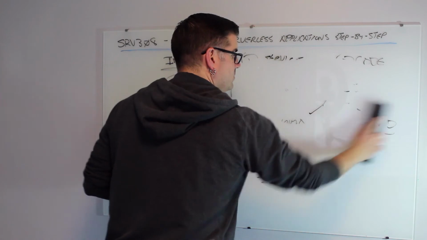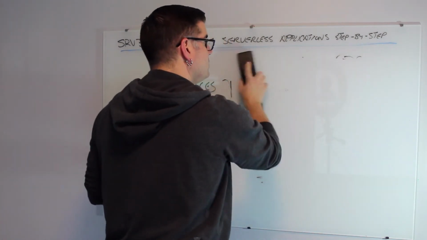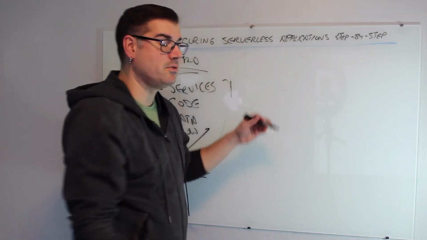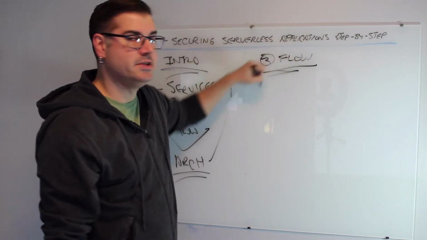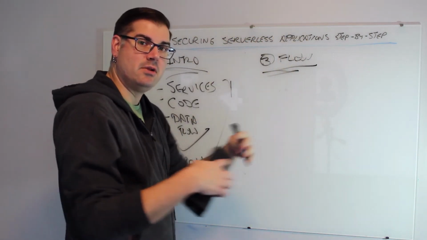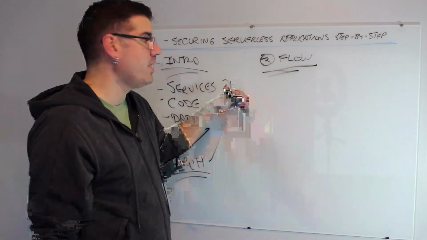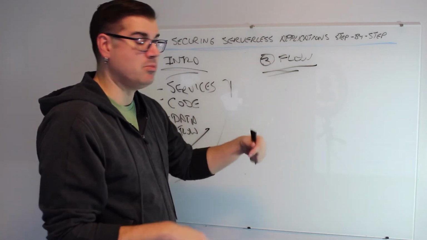That is going to lead us to our last pillar, and unfortunately it's the weakest pillar when it comes to serverless for right now. This is flow. It's our data flow between all of these different services. How does our data move? How do we track it? How are we aware of the security state of that data at any point in time?